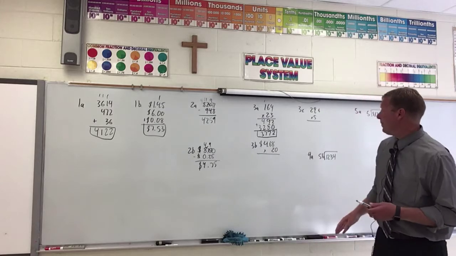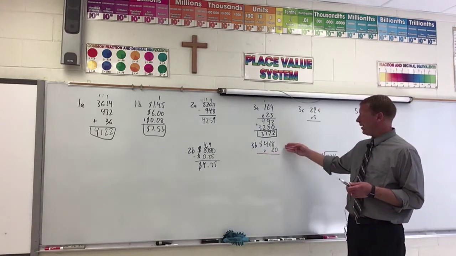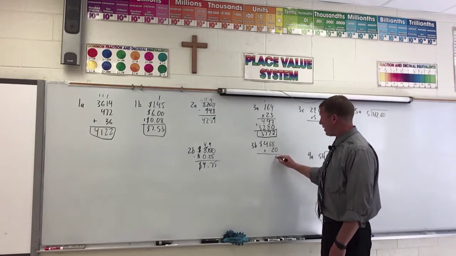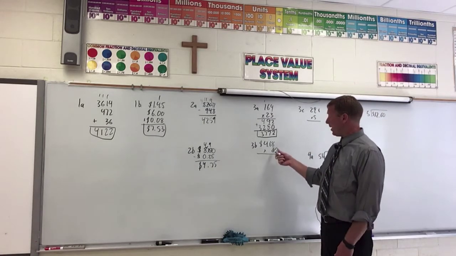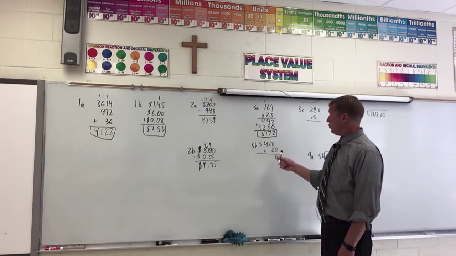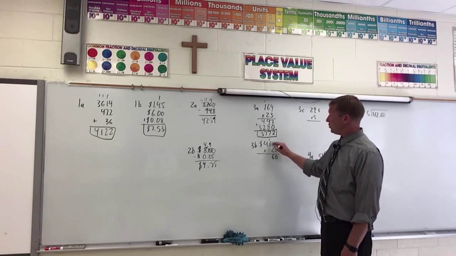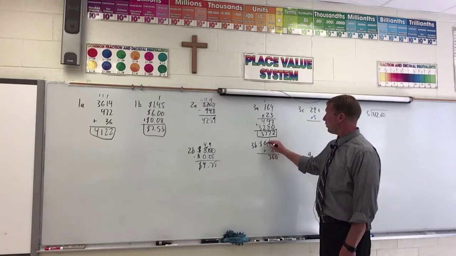Next one, we're multiplying by money. You can see I have it set up to do the shortcut. Because it's a 0, I just bump the 0 down and write it straight down, so I only have to do one multiplication out of the tens position. 2 times 8 is 16, carry the 1. 2 times 6 is 12, plus 1 is 13, carry the 1.